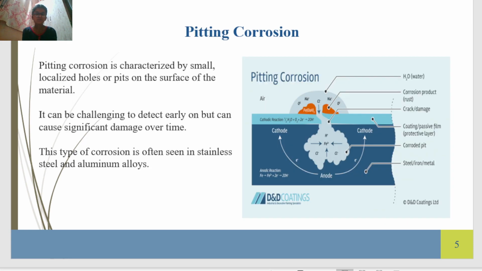Next we have pitting corrosion. Pitting corrosion is characterized by small localized holes or pits on the surface of the material. Because of these holes, the corrosion gets created, and that's what is called pitting corrosion. It can be challenging to detect early on, but can cause significant damage over time. This type of corrosion commonly occurs in stainless steels and aluminum alloys.